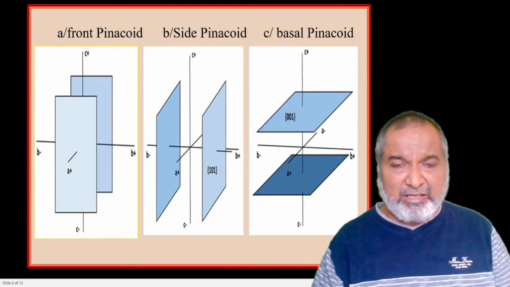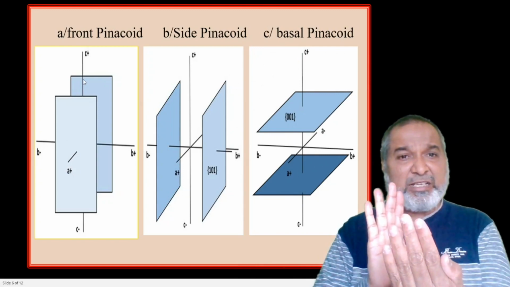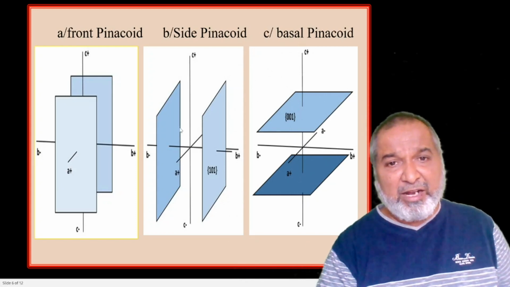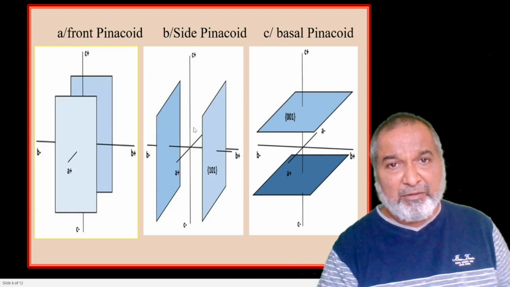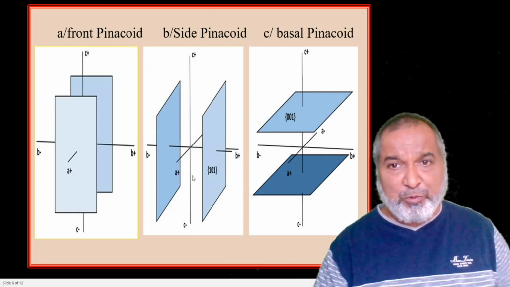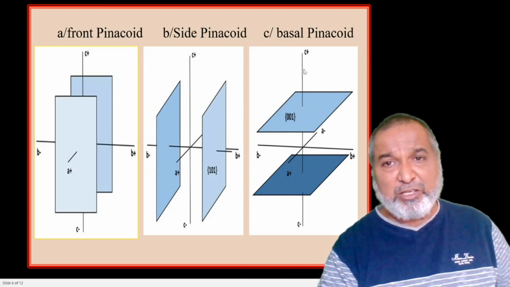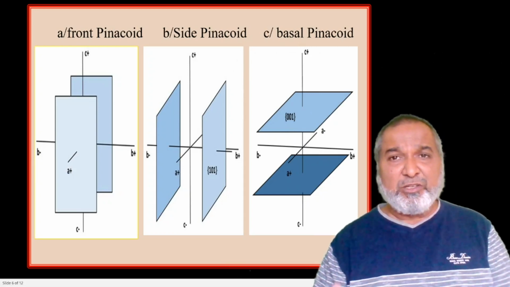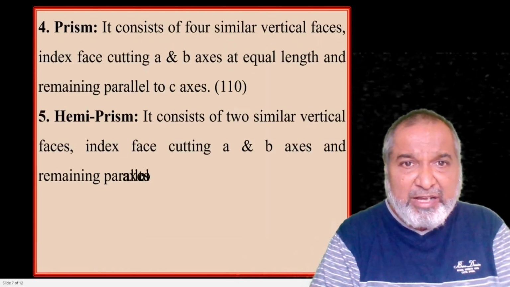So here we are giving you a simple example diagram. The face on the front of the A axis is the one the A axis passes through, so 100. Whereas for the side face, B is passing through, but A remains parallel and C remains parallel. That is what we have shown you. Similarly for the C pinacoid, you can see now A remains parallel, B remains parallel, only C passes through. So 100, 010, 001. Come to the next one.